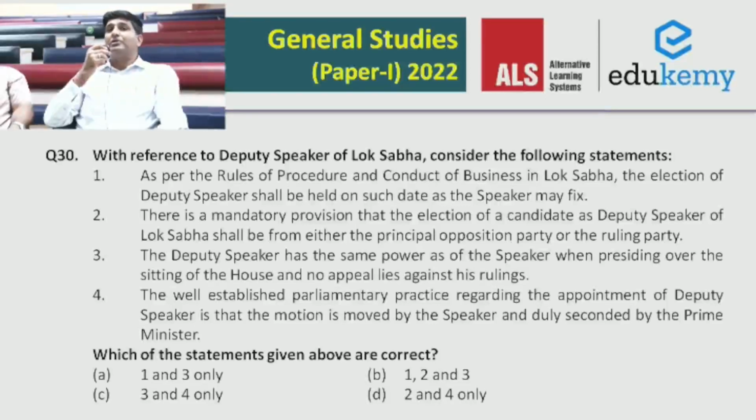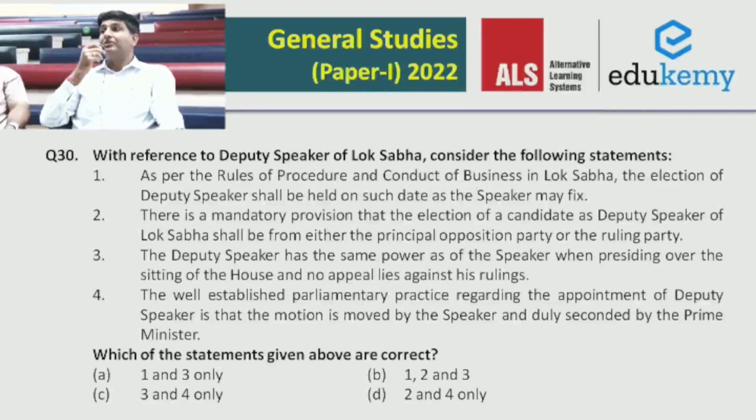Statement 4: the well-established parliamentary practice regarding the appointment of Deputy Speaker is that the motion is moved by the Speaker, duly seconded by the Prime Minister. No. Normally what we see is that it is the Prime Minister who will move the motion, which is seconded by the Leader of Opposition, and sometimes we have seen the Prime Minister requesting the Leader of Opposition in the House to move the motion, which will be seconded by the Prime Minister. So the Speaker has no role as far as moving the motion for appointment of Deputy Speaker. So statement 4 is wrong, statement 2 is wrong, statements 1 and 3 are correct. The answer for this is A.